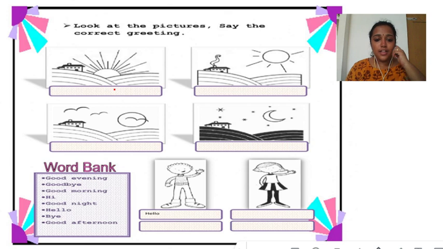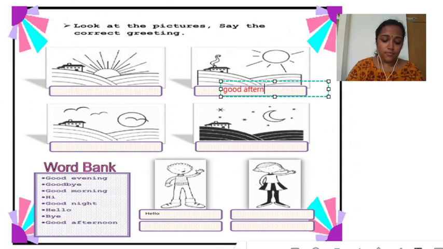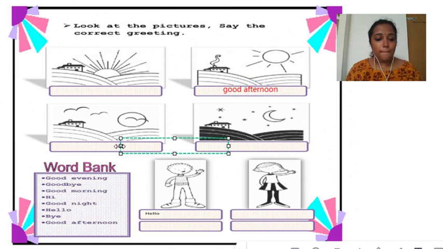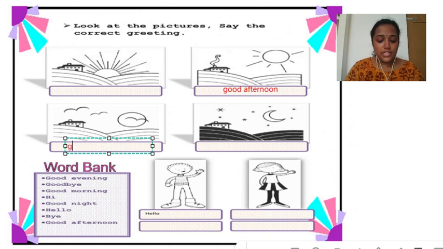So let us now look at the first one. What is the first one? The first one will be good morning, because in the picture the sun is rising, isn't it? And what is the second picture? In the second picture the answer will be good afternoon. Now the third answer, what is the third one? The third one will definitely be good evening.